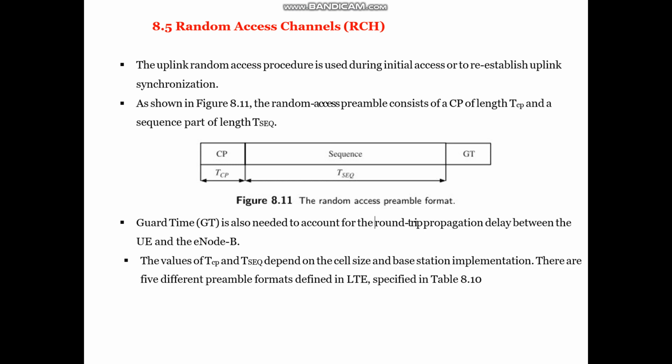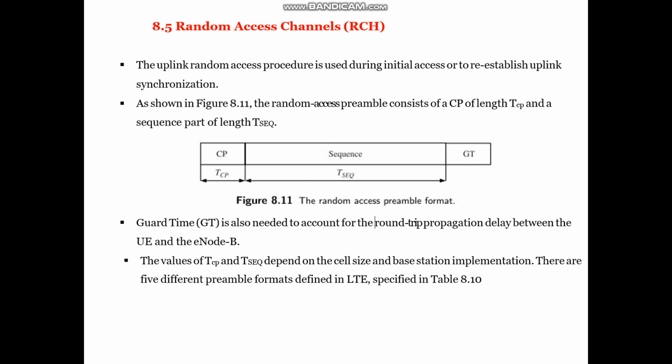The uplink random access procedure is used during initial access or to re-establish uplink synchronization. Details about the random access procedure are provided in the next chapter. In this particular section, we'll describe the random access channel that carries random access preambles.